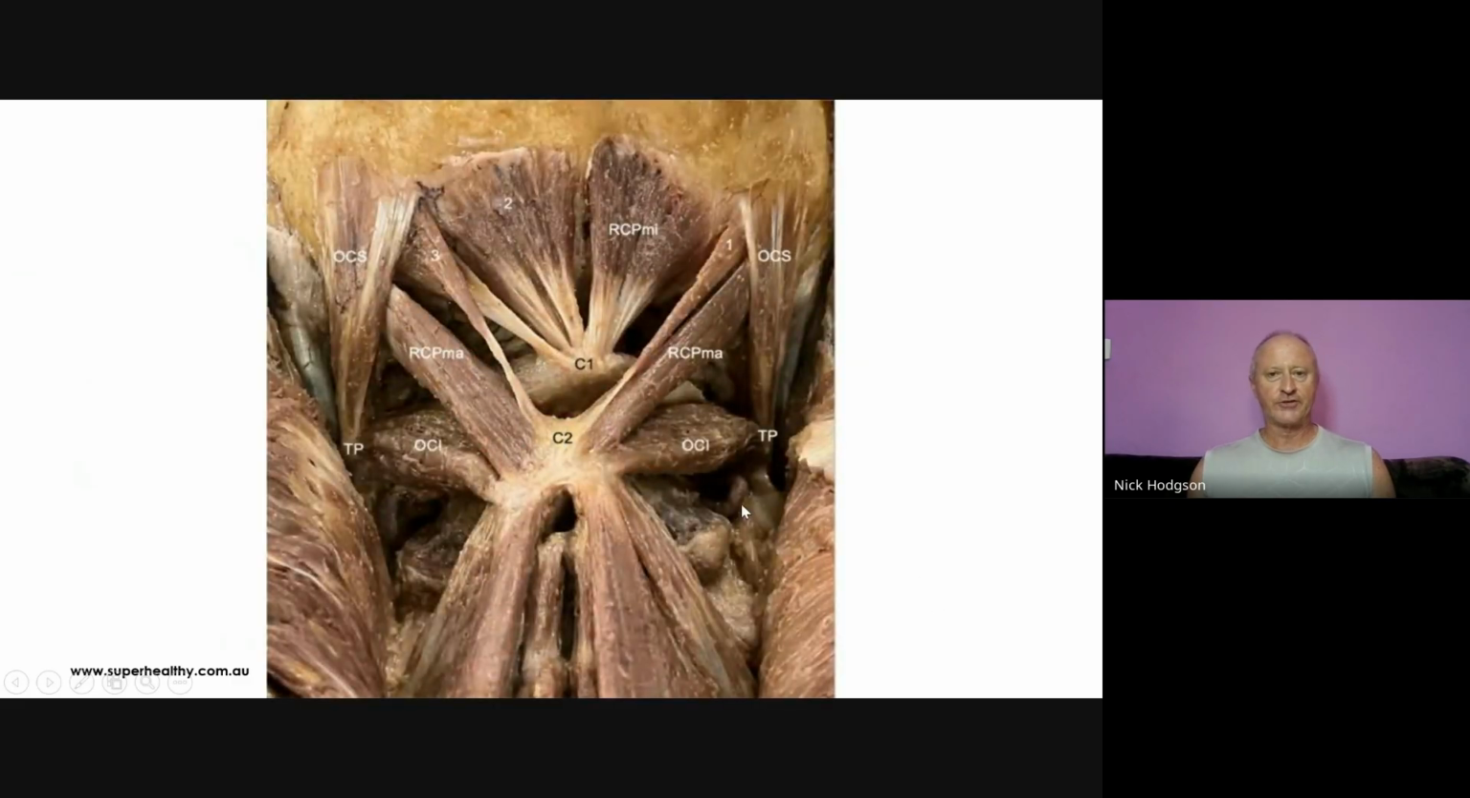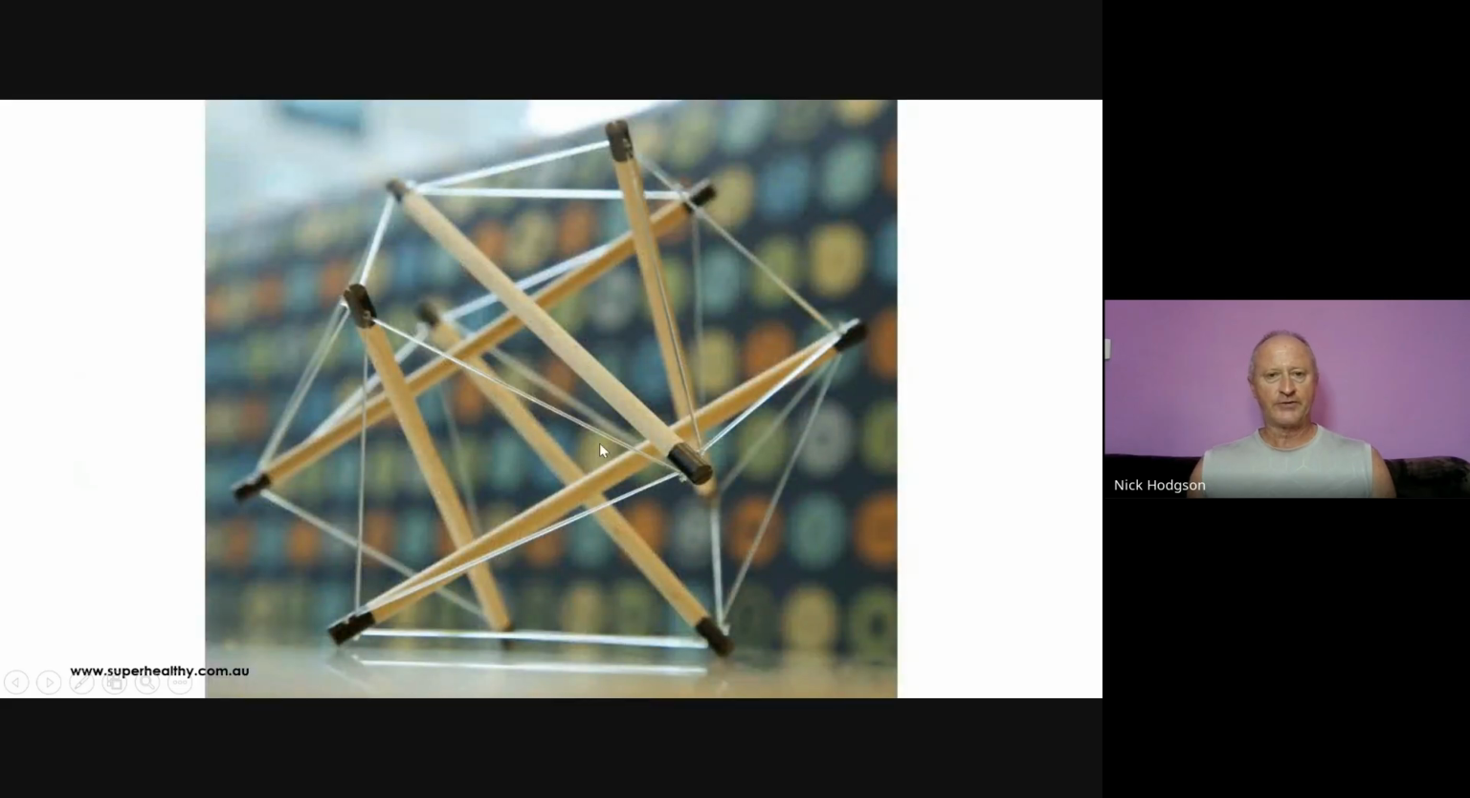So here's a dissection, so we can see rectus capitis posterior minor on the right side here, rectus capitis posterior major, and the obliquus capitis inferior. So this is a tensegrity model. So it's vital when you're looking at the human body. You understand the human body is designed along tensegrity principles. So a tensegrity model has struts, so solid beams, and it has cables, so flexible, sometimes contractile tissues that create stability and mobility at the same time.